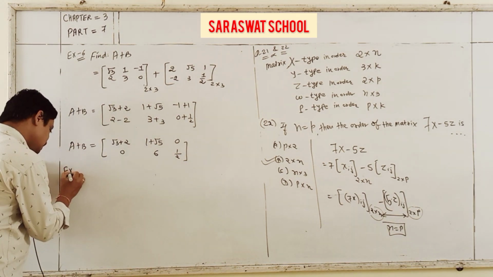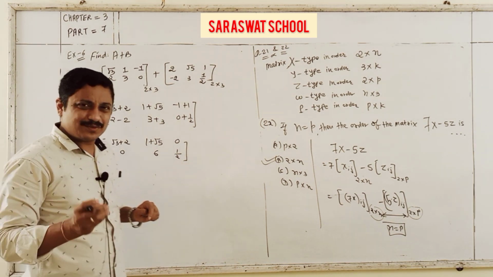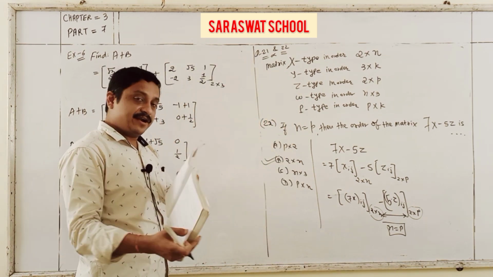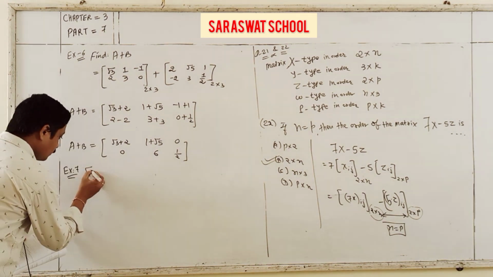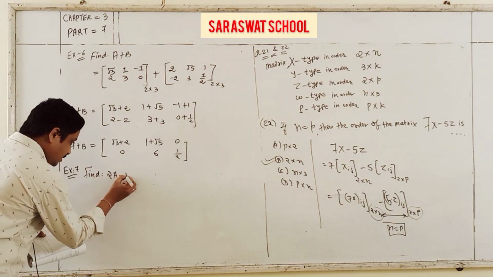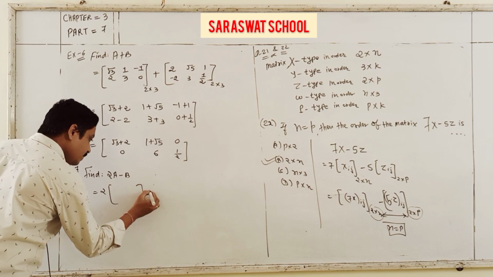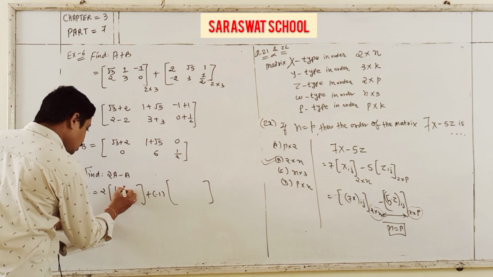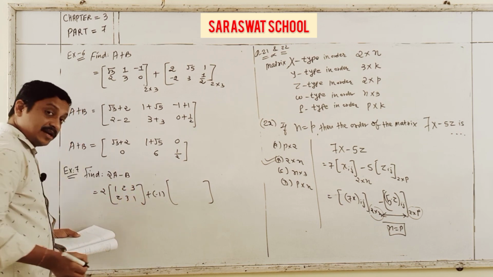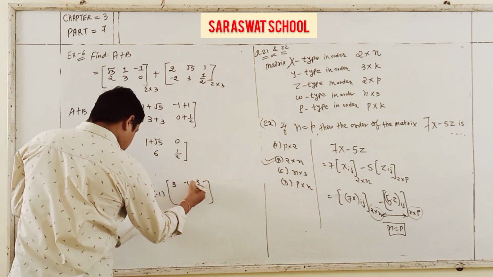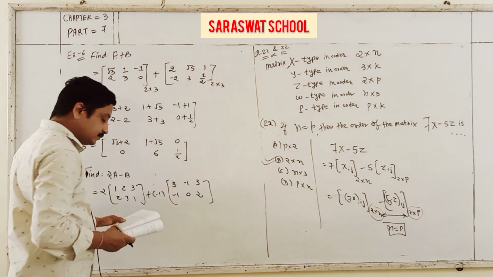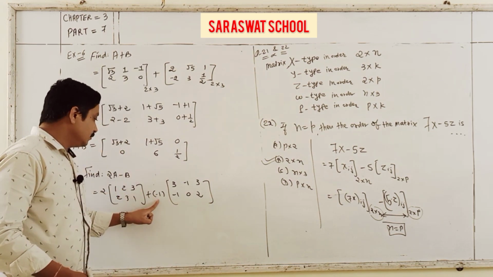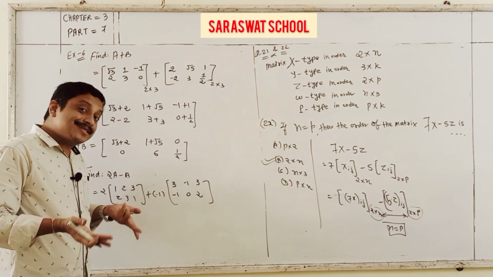Now example 7 students, also very easily I explain here. Find 2a minus b, for a given, here minus 1 and b given. What is the a? 1 2 3 2 3 1, that is given 3 minus 1 3 and minus 1 0 2. I just focus on that, this minus take inside and 2 also take inside.